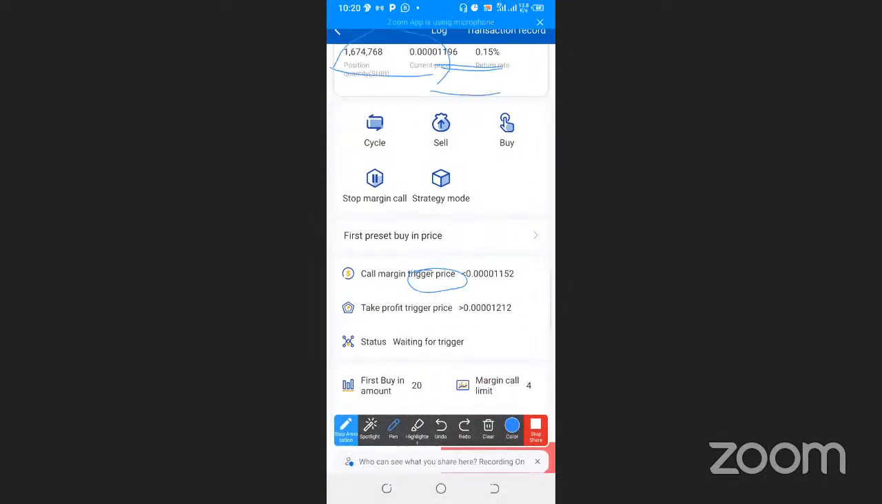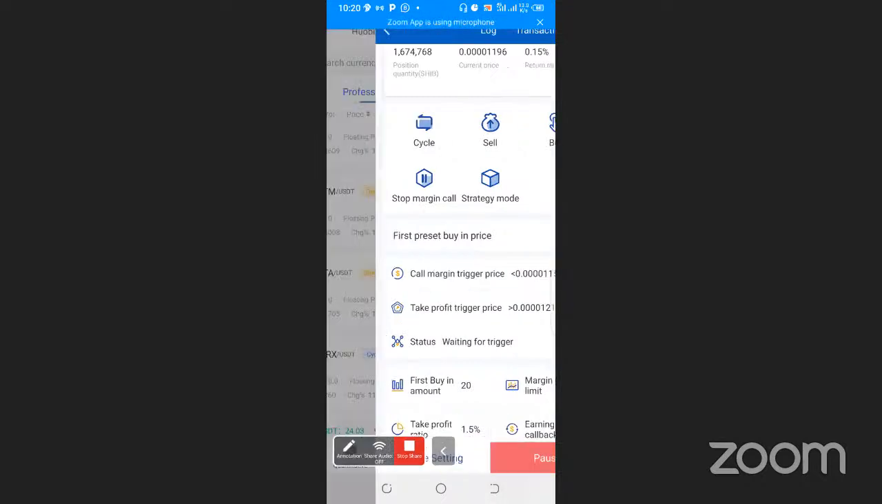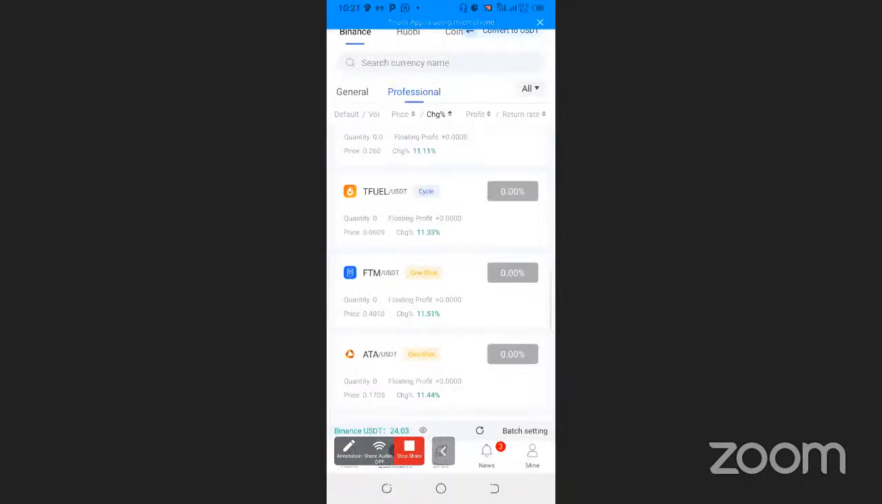Look at here. This is called the margin trigger price. Do you see it? We bought at this price. We sold it at this price. This is the take profit trigger price. Once it reaches 0.0012112, it will take profit. This is the current price. Have you seen now? Yes, sir. That's it. So it will take profit by itself. Is that correct, sir? Yes, sir. Please, my last question.